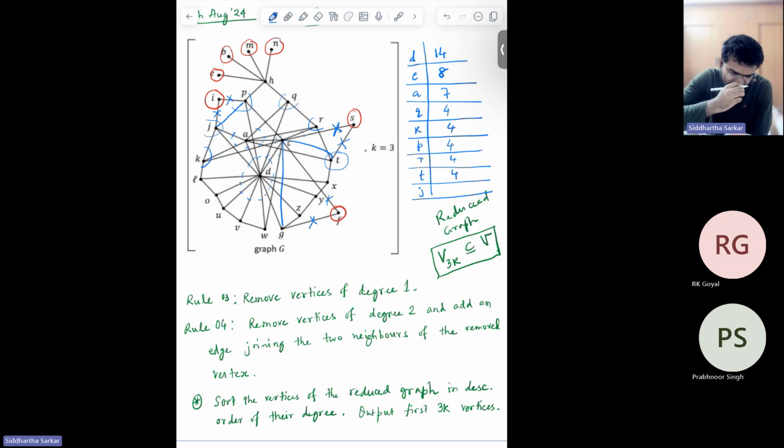So after that, all the vertices have degree 3 or less. So we should be satisfied that these are the top high degree vertices. I mean, top 9 high degree vertices. We're only interested in them. So this is the set. Let us see what is the example.